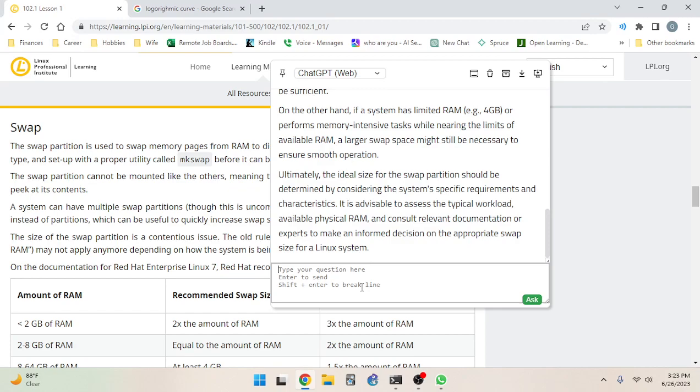So ultimately, the ideal size for the swap partition should be determined by considering the system's specific requirements and characteristics. It is advisable to assess the typical workload, available physical RAM, and consult relevant documentation or experts to make an informed decision on the appropriate swap size.